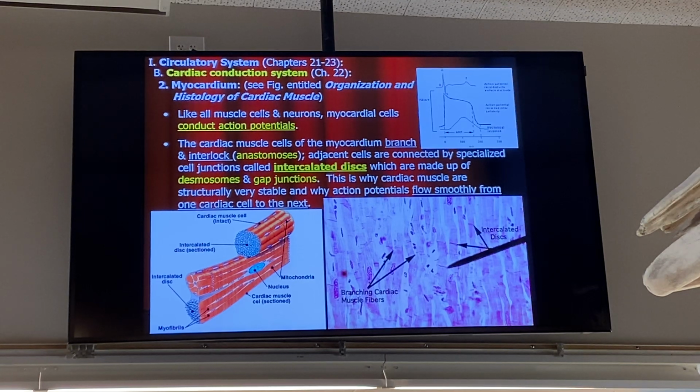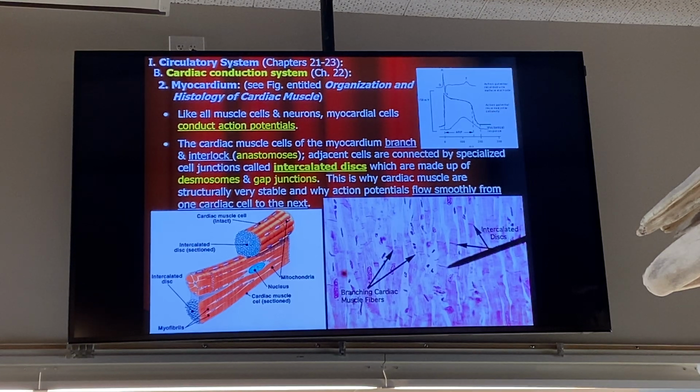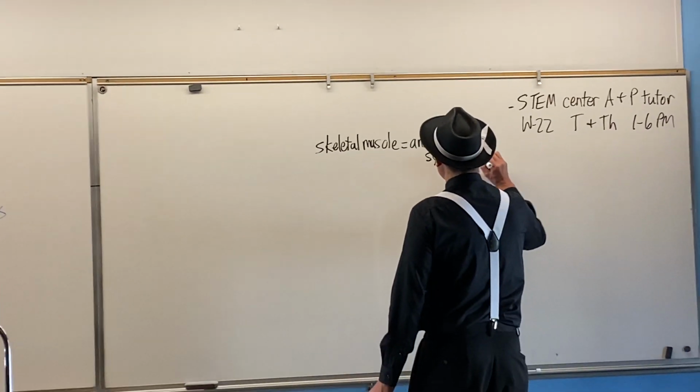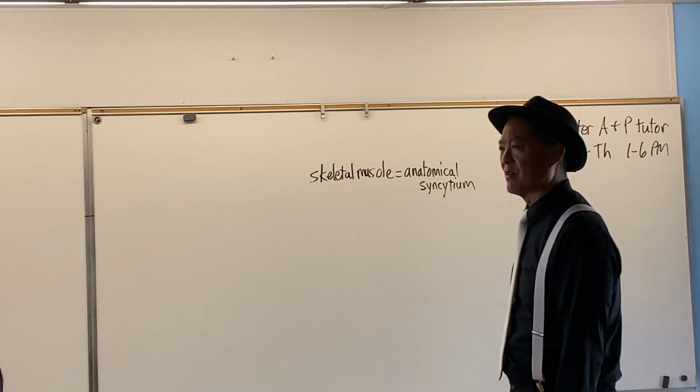Okay, there are 2 things that cause the heart to function like a single unit. And we actually covered this a little bit in lecture exam 2. Skeletal muscle is an anatomical unit because all the cells are fused into these huge fibers. So the skeletal muscle fiber is an anatomical syncytium. This was, I think, in the handouts I gave you for lecture exam 2.